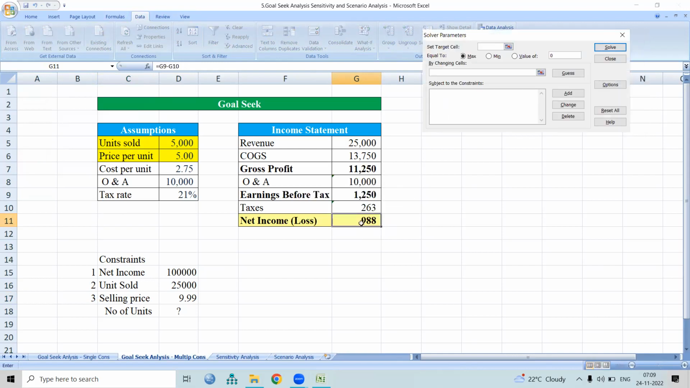G11. Then value equal to mention 1 lakh. So we are trying to find out the value of selling price and also number of units sold when the net income required is 1 lakh rupees. By changing the cells of 2. So we have two parameters here: number of units sold and the price per unit. Basically reference cell D5 to D6.